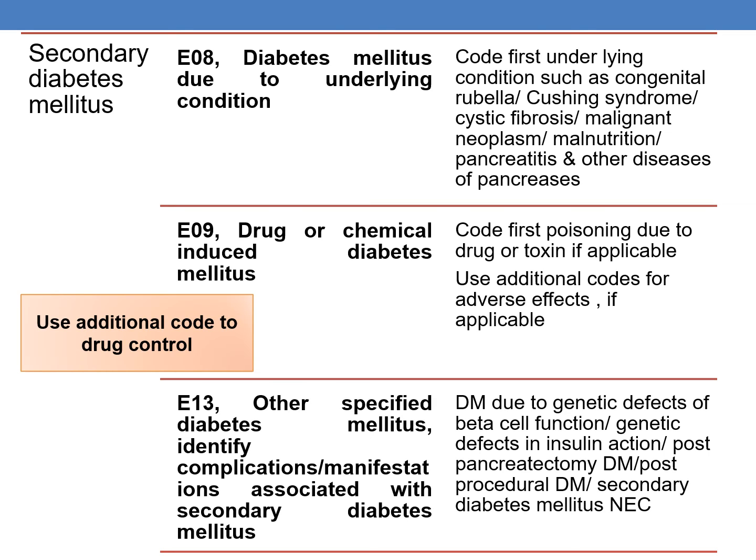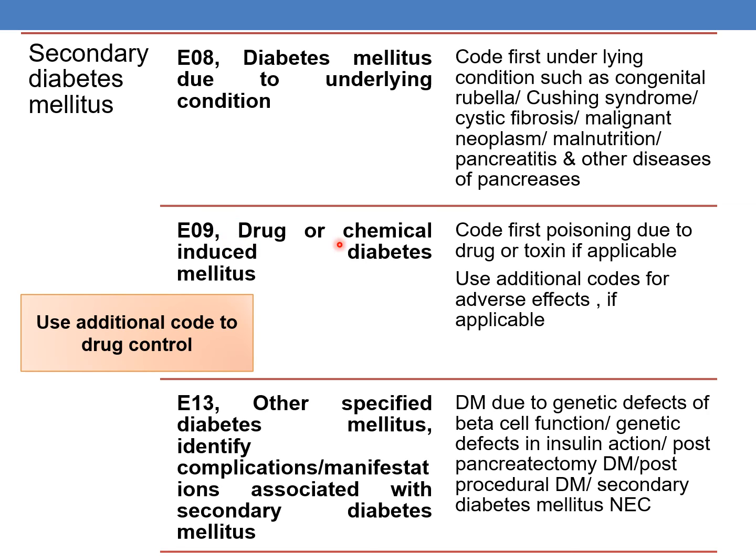Now coming to the various codes of secondary diabetes mellitus, the first is E08, which is diabetes mellitus due to underlying conditions. Whenever coding E08, it should be given as SDX, not as PDX, because under it you can find the note code first underlying conditions, such as congenital rubella, Cushing syndrome, cystic fibrosis, malignant neoplasm, malnutrition, pancreatitis or other diseases of pancreas. These conditions can cause secondary diabetes mellitus. Whenever diabetes mellitus is due to these underlying conditions, you need to code E08, diabetes mellitus due to underlying condition.